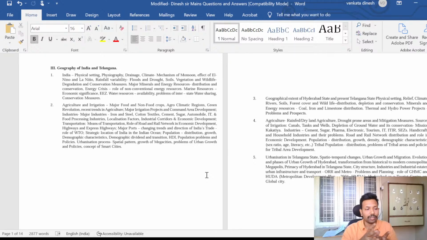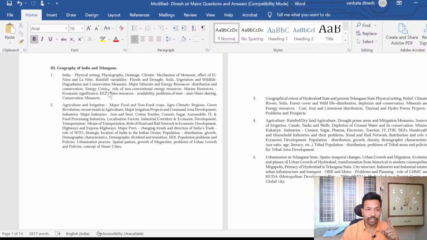In the first point, India physical settings, physiography, drainage, climate, mechanisms, effect of El Nino, La Nina, because this was the previous question of APPSC also, and this year's mains and prelims questions also had El Nino, La Nina. So this is one question we can expect. This is a La Nina year. Last year, a La Nina year, though we had a bad economy growth rate, we had a good La Nina which equated our growth rate. So that is one thing you should very much concentrate on, right?